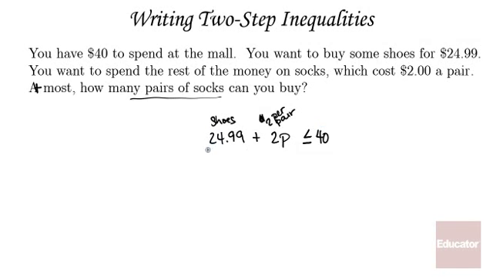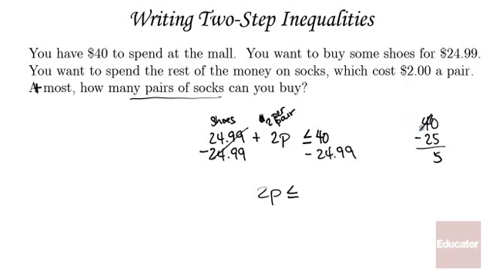So I'm going to subtract the $24.99 from both sides. And 2p is less than or equal to. And in this case, I know that the extra cent for the $24.99 is not going to get me an extra pair of socks, so I'm going to estimate that to $25. This is very close to $25, and that 1 penny is not going to make a difference in figuring out how many socks. And 3 minus 2 is 1, so 15.